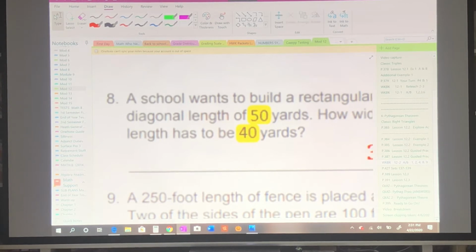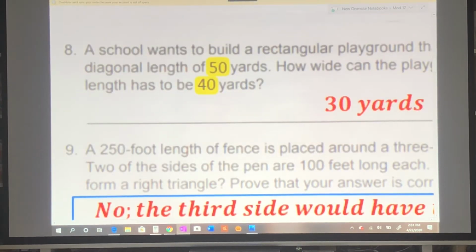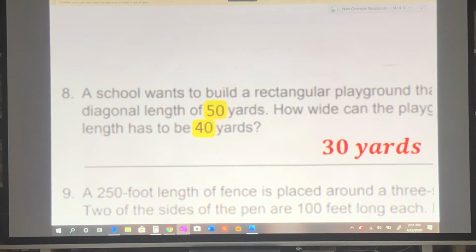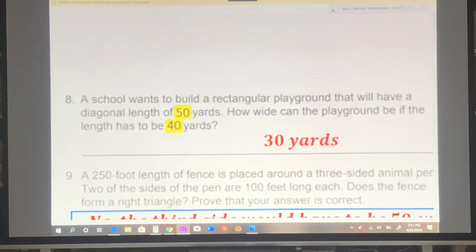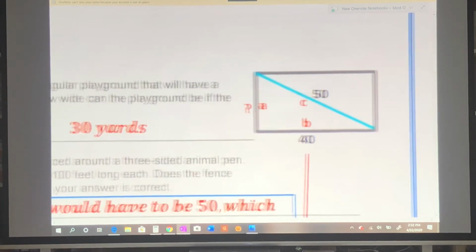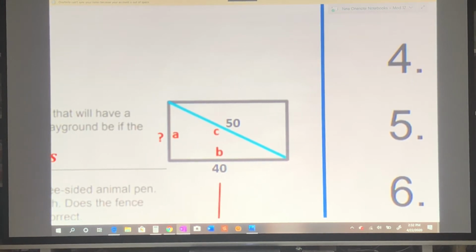Okay, number 8. Let's see what's going on here. A school wants to build a rectangular playground that will have a diagonal length of 50 yards. How wide can the playground be if the length has to be 40? Okay, I gave you guys this drawing here. This is the length, and they gave us that it's 40. They gave us a diagonal being 50. We're finding the width. Remember, when you have a length and a width, the width is the shorter side. We're finding this. Can we solve that?